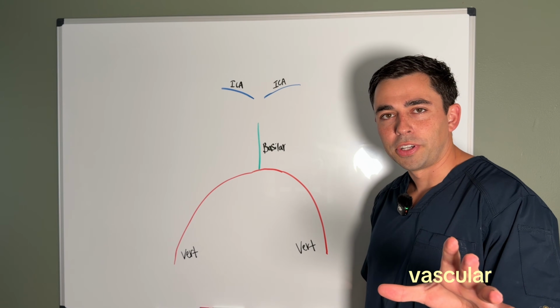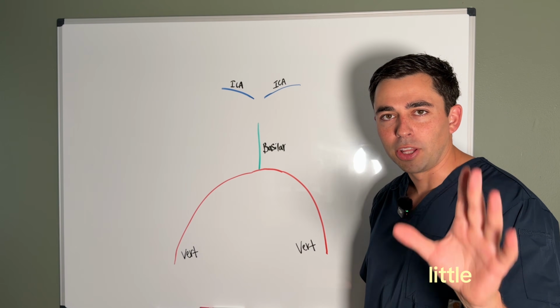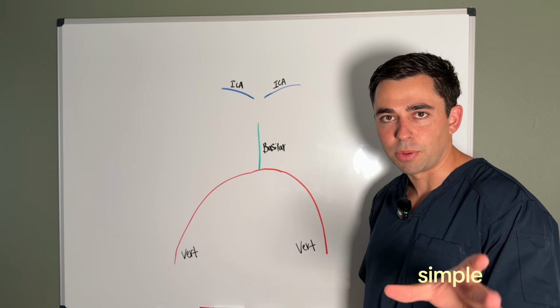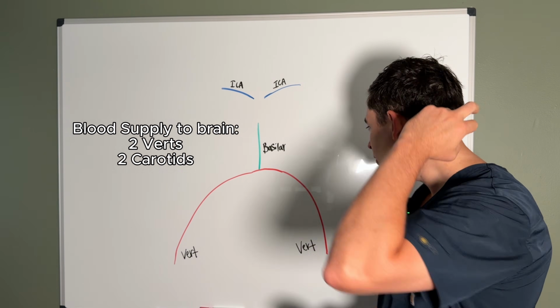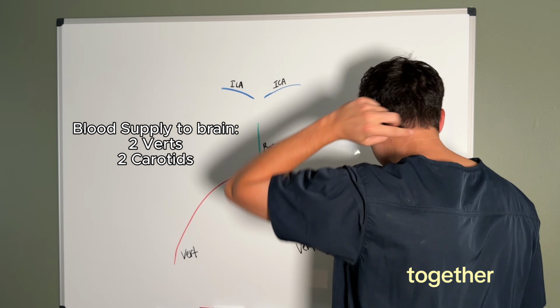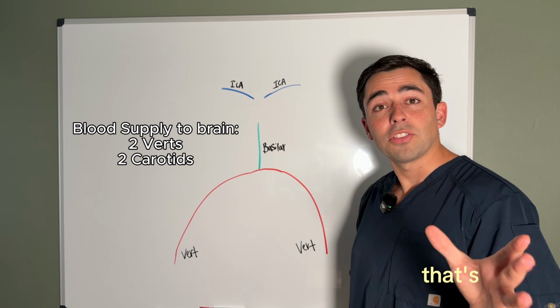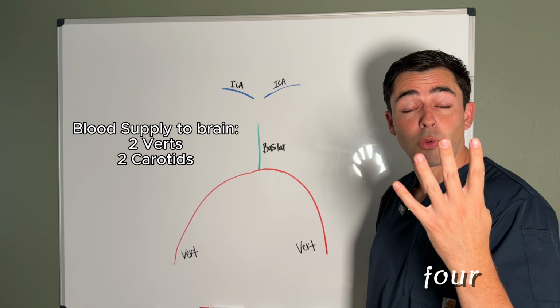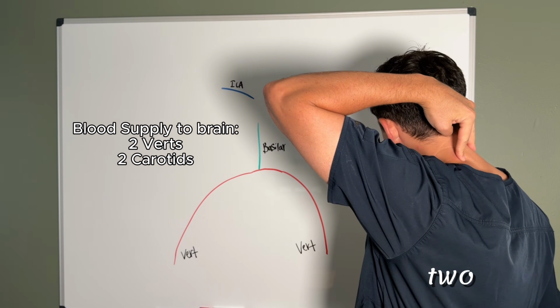The cerebral vascular anatomy and the Circle of Willis can be a little bit overwhelming, so let's start simple. Two carotids, 2 verts or vertebral arteries come together to make 1 basilar. And that's the whole blood supply to the brain. Really, it's just 4 vessels, your 2 carotids and your 2 verts.